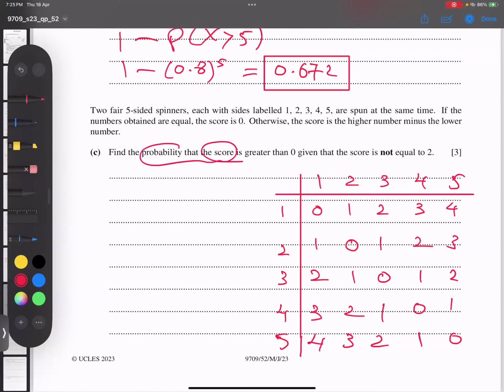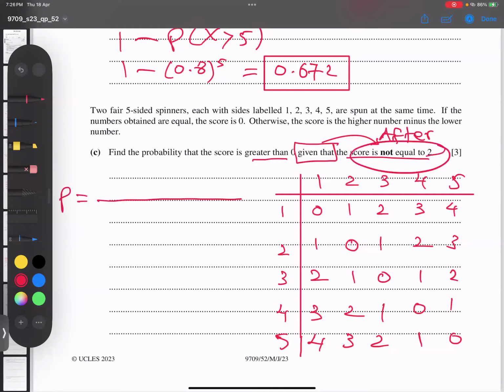Everything clear? Find the probability the score is greater than 0. Oh, given that is also there: given that the score is not equal to 2. You know, this is called conditional probability. And whenever given that comes, what is the technique? Whatever is after given that will go totally in the denominator. How to write in the denominator? So the score is not equal to 2. So the probability the score is not equal to 2. I believe you got my point.